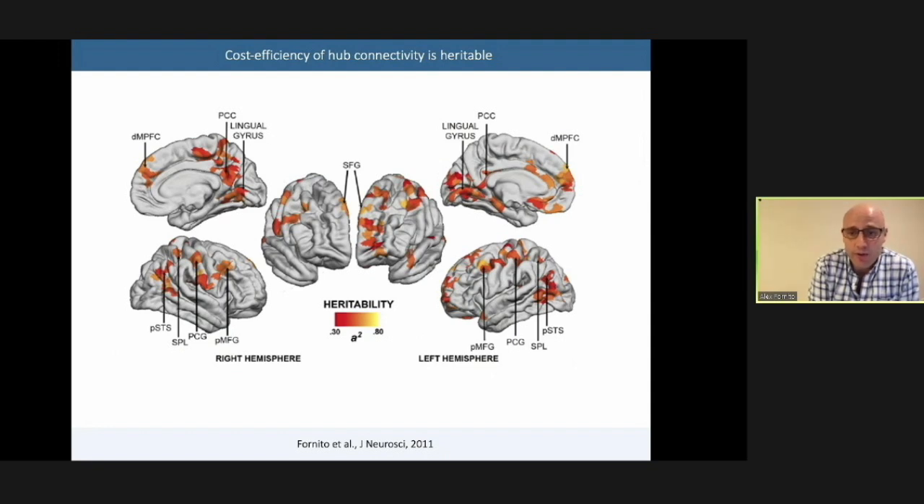And in our own work some time ago, we found in a small scale twin study some preliminary evidence where we derived a measure that tried to capture the cost efficiency of each brain region's connectivity, and found that that was quite strongly heritable, particularly in the hubs of the brain, especially areas of default mode and frontoparietal systems.